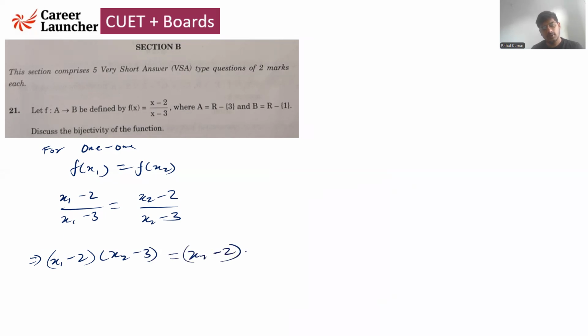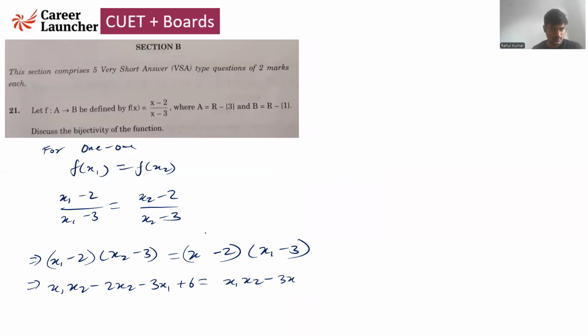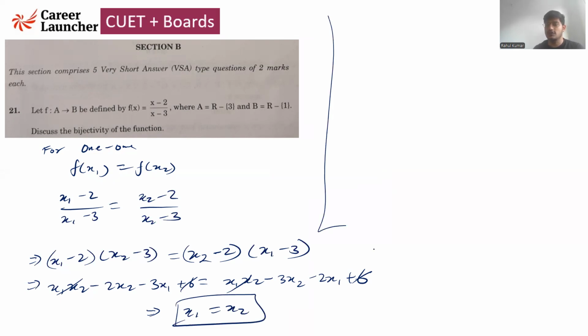x2 minus 2 and x1 minus 3. So we have x1x2 minus 2x2 minus 3x1 plus 6, which is equal to x1x2 minus 3x2 minus 2x1 plus 6. Now these terms will get cancelled out, and from here we will get x1 is equal to x2. And from this part, you can say that your function is one-one.